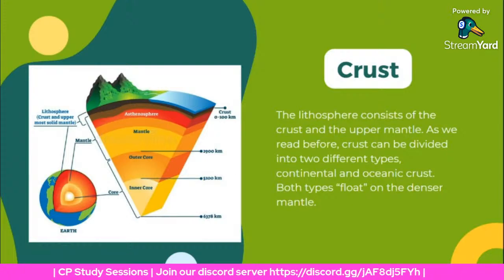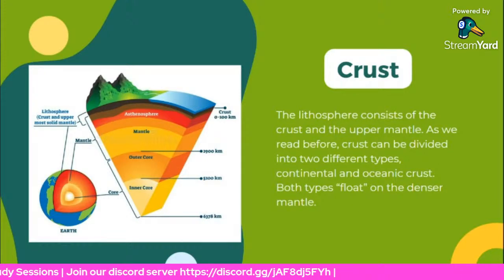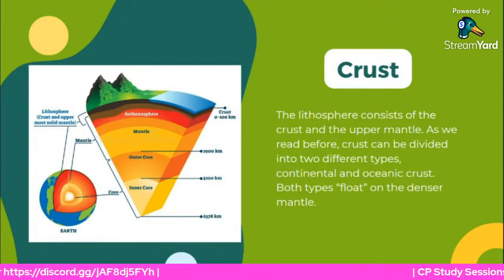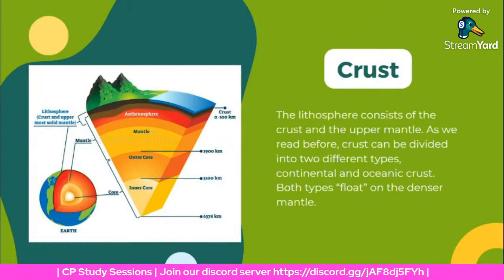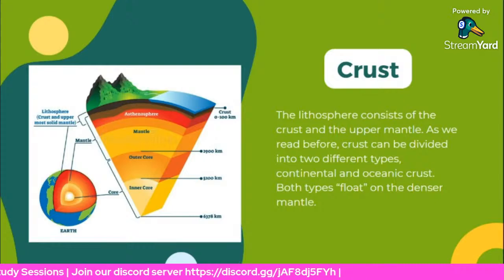Oceanic crust, which is much thinner than continental crust, is only 6 to 11 kilometers or 3 to 6 miles thick, and it is where new crust is formed. This can happen by two plates moving apart and the magma from the asthenosphere coming up and cooling to form new seafloor.